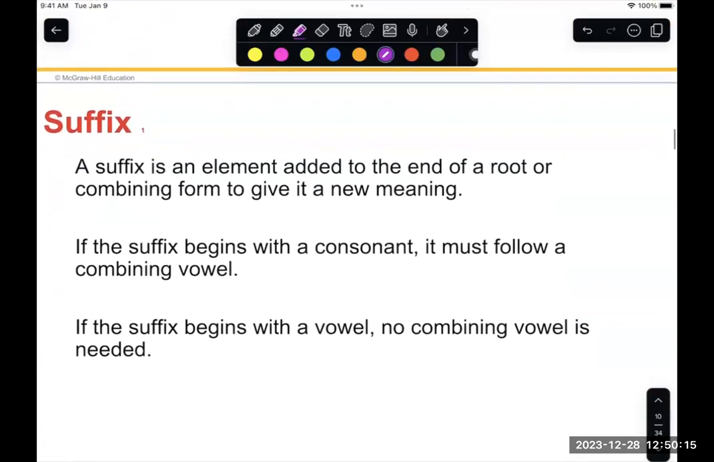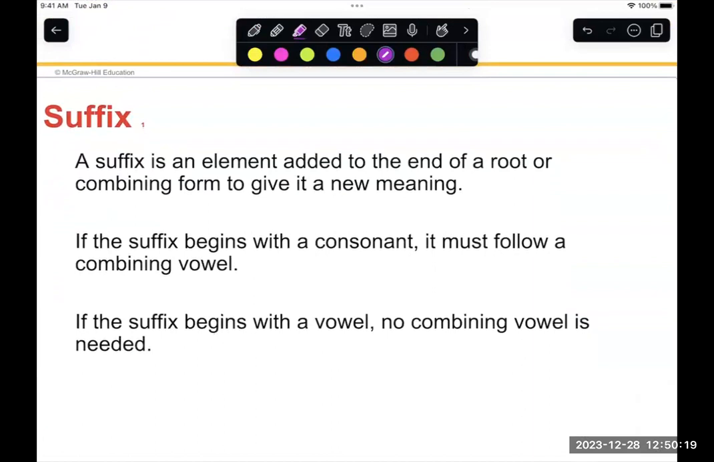A suffix. A suffix is found at the end of a medical term. It can be attached to a root word or a combining form. So we have some different rules for using suffixes and a combining vowel. So if a suffix starts with a consonant, it must follow a combining vowel. So an example, dermatologist.